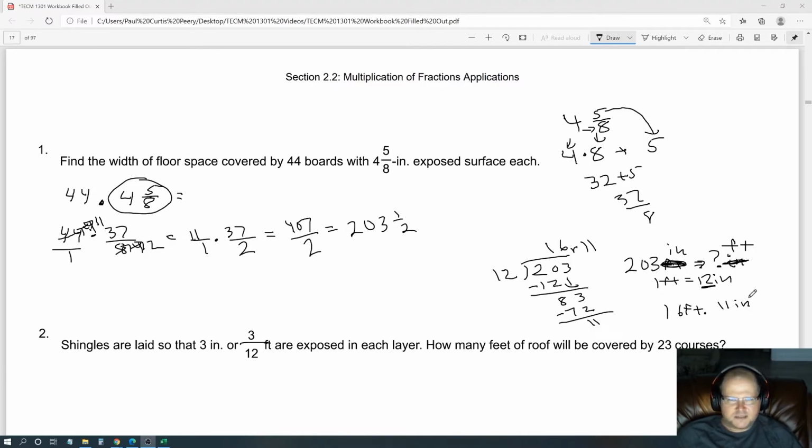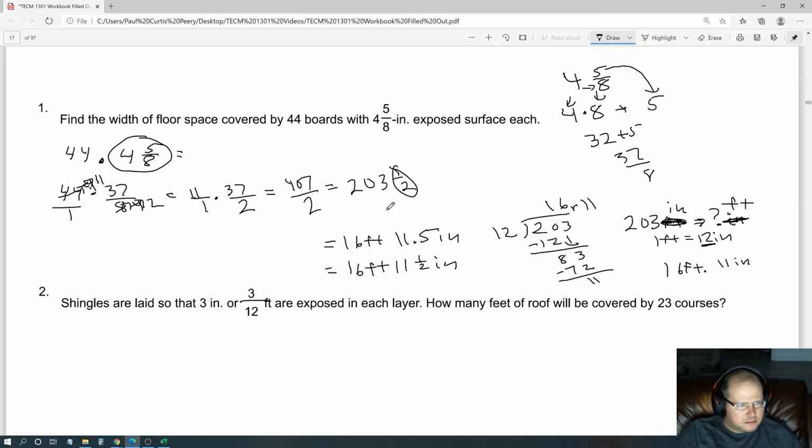Now, we're not done, though, because if you notice, we still had this 1/2 over here. If you wrote this in decimal, it would be 16 feet, 11 plus 1/2, so you could write that as 0.5 inches. Or you could write it 11 and 1/2 inches. Same thing. So it would be 16 feet, 11 and 1/2 inches, or 16 feet, 11.5 inches, if you're dealing with decimals. I know that was a bad one, but it's okay.